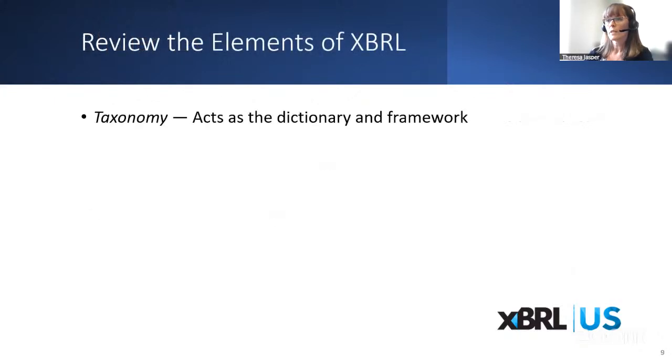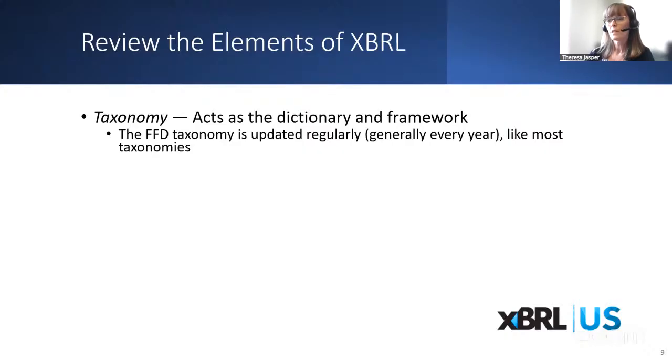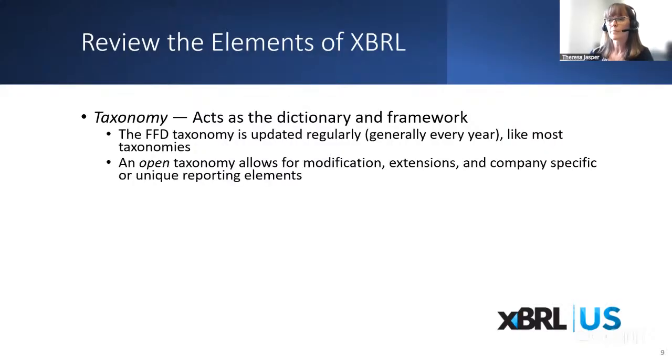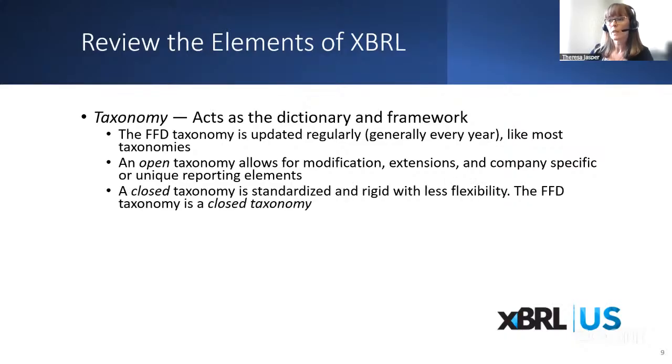In a review of the elements of XBRL, the taxonomy acts as the dictionary and framework. The FFD taxonomy is updated regularly, generally every year, like most taxonomies. An open taxonomy allows for modification, extensions, and company-specific or unique reporting elements. A closed taxonomy is standardized and rigid with less flexibility. The FFD taxonomy is a closed taxonomy.